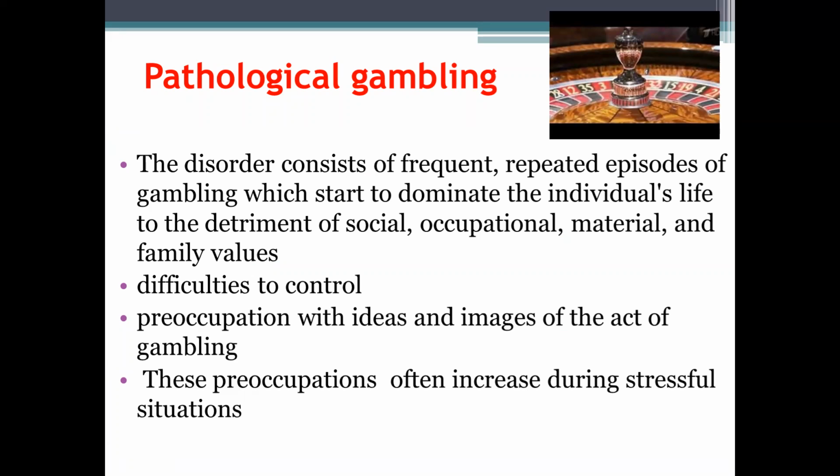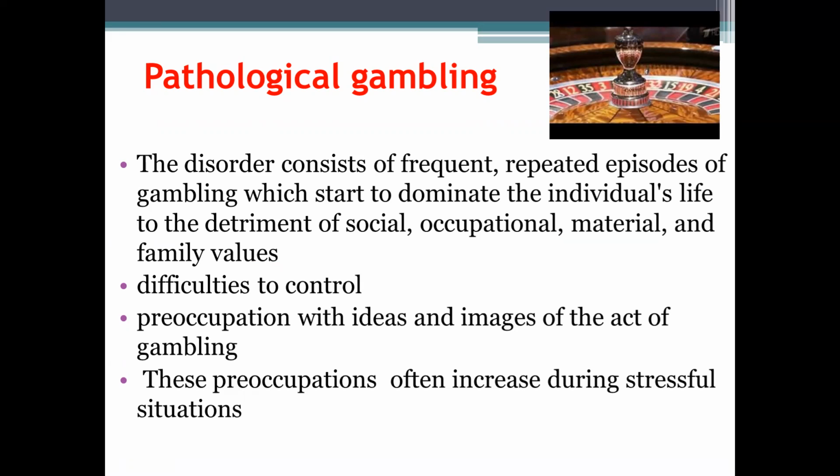Pathological gambling. The disorder consists of frequent, repeated episodes of gambling which start to dominate the individual's life to the detriment of social, occupational, material, and family values. That is, over time, if it is pathological gambling, this person forgets his responsibilities before occupation, before colleagues, before family, for example, and loses this contact gradually.